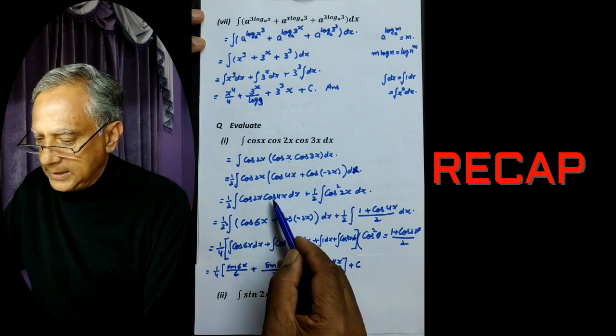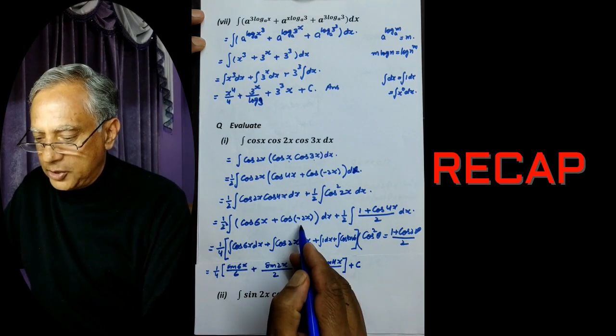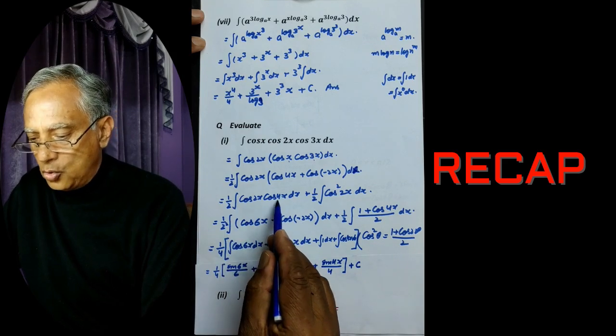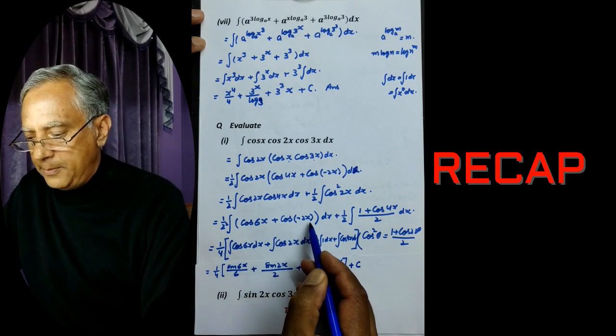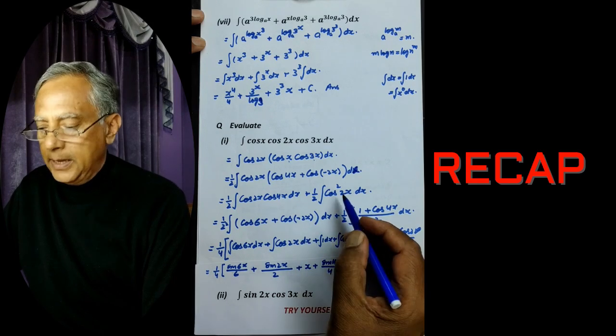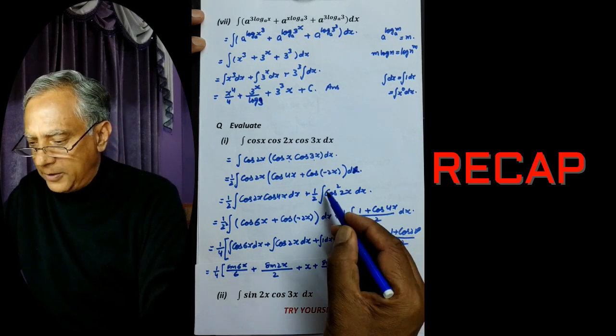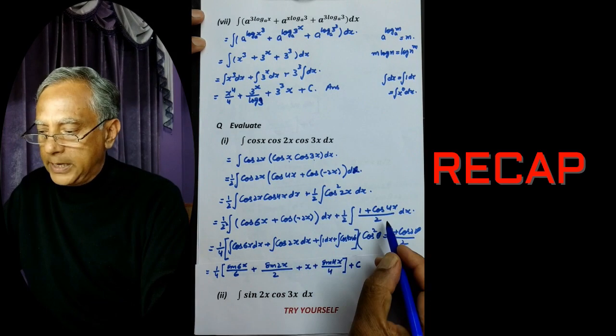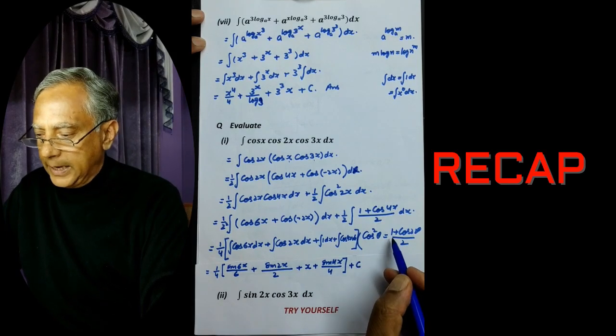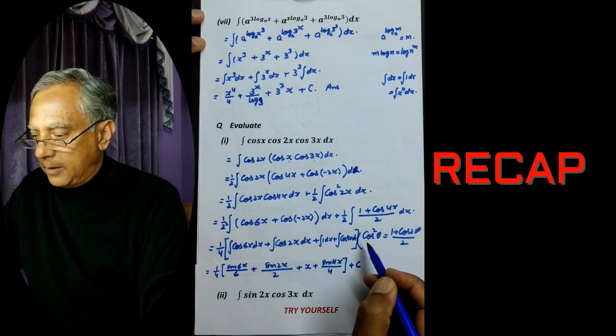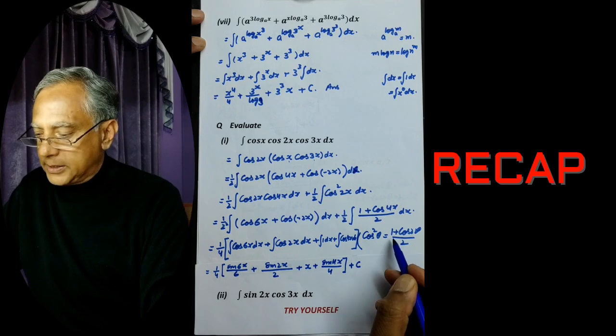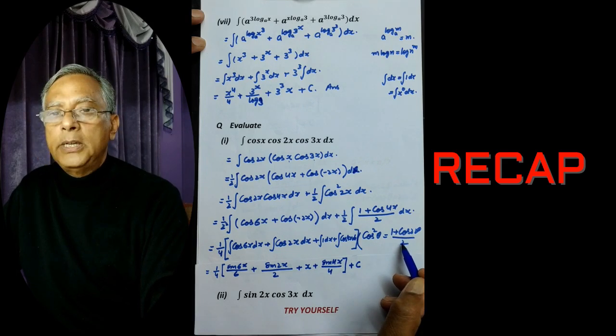Now separate these again. This product can be changed into addition. 2 cos a cos b is cos (a plus b) plus cos (a minus b). And whenever we have even powers of sine or cos, we use multiple angle formulae. That is (1 plus cos 2 theta) by 2 is cos square theta, and sine square theta is (1 minus cos 2 theta) by 2.